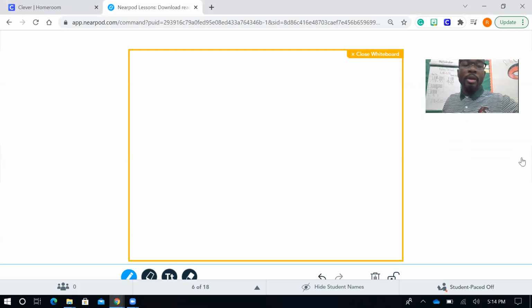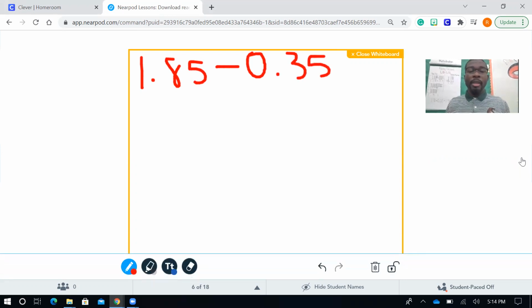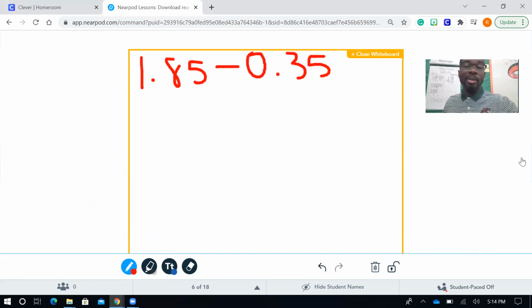So again, we have 1 and 85 hundredths minus 35 hundredths. Now, first things first, we have to model the largest number. And the large number that we have is 1 and 85 hundredths. And we know it's the largest number because our digit in the ones place is 1 and it's greater than 0. So let's model that out.